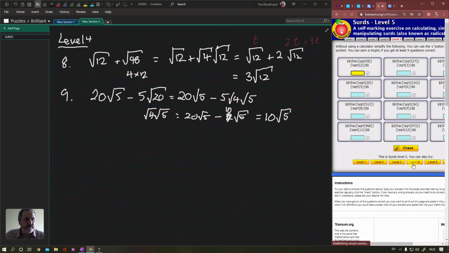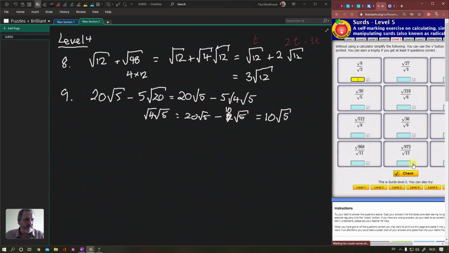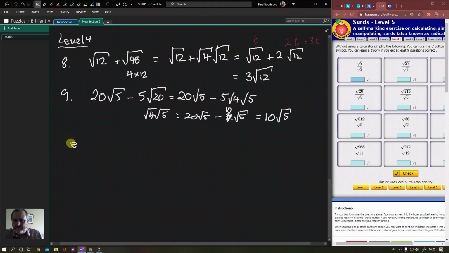Level 5, dealing with divisions. Now, divisions you might find it easier if you do the division inside a single root. So you can do it in two ways. Let's go for square root of 216 divided by the square root of 6. You could try factorising them out or finding a square root, or this distributes across a division as well.